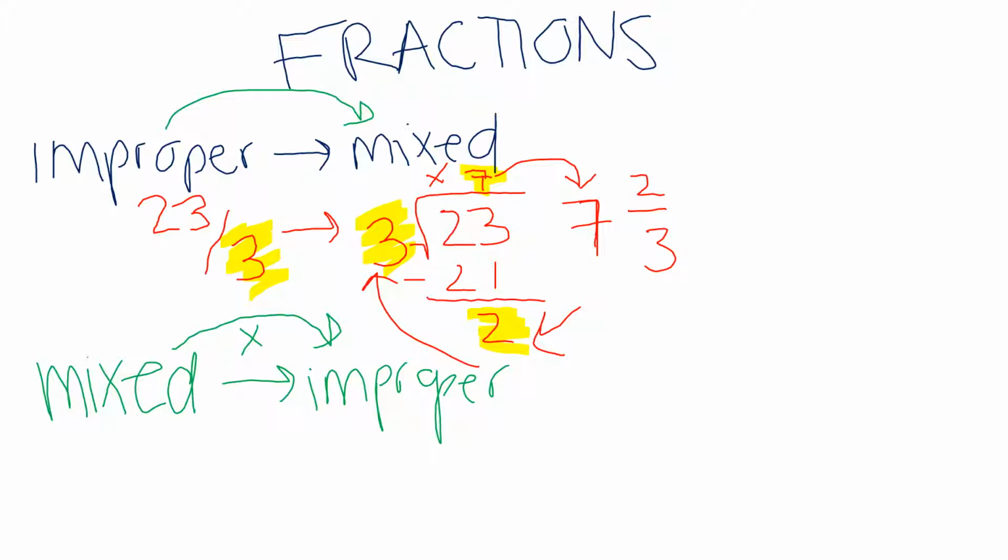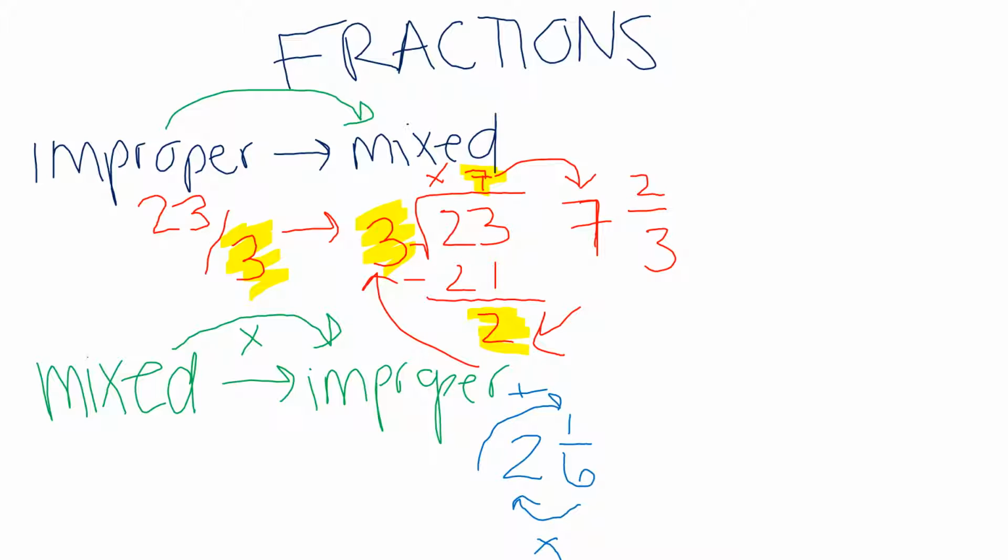So let's pick the mixed number 2 and 1/6. The way you go from mixed to improper is you multiply and then add. You multiply, then add. It's a circle. I always like to draw my arrows for this one because it reminds me.